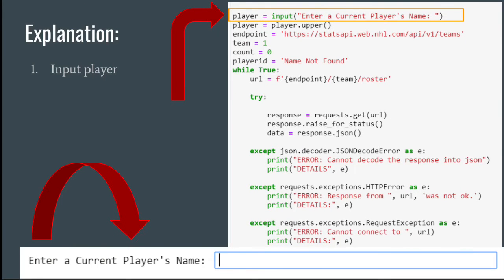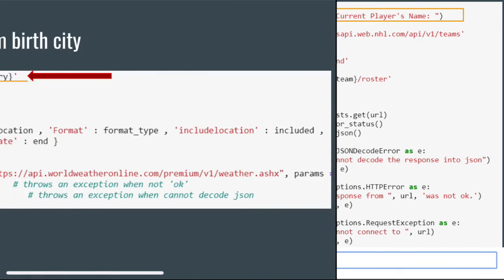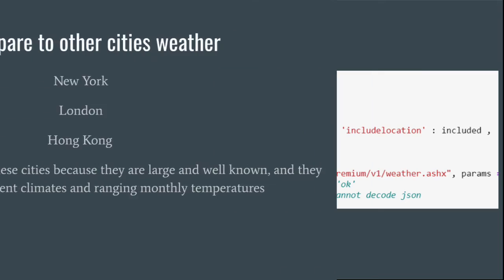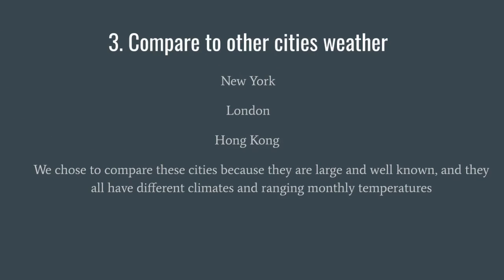The only input is entering the NHL player's name. Using the name, we extract the player ID number in order to retrieve the player's birth city. We then retrieve the average maximum monthly weather of the city, and then compare it to 3 of the largest cities in the world, lying in 3 different continents.